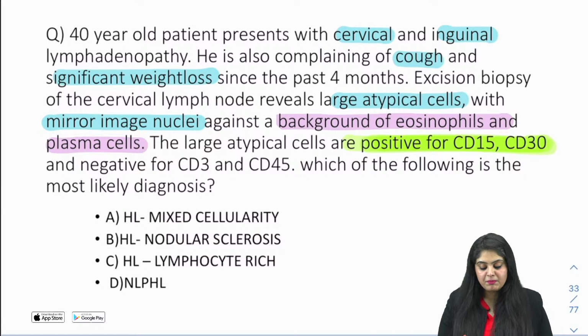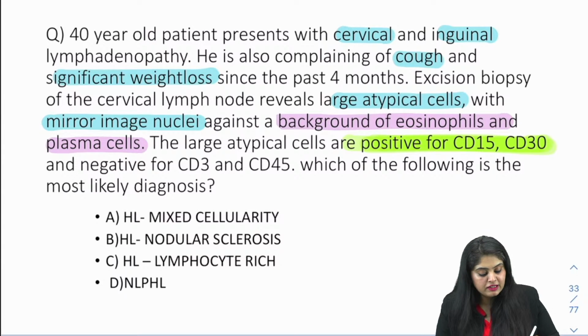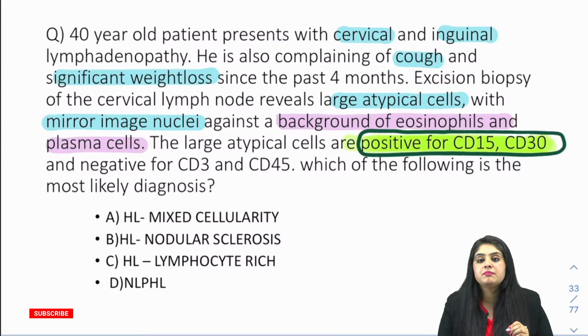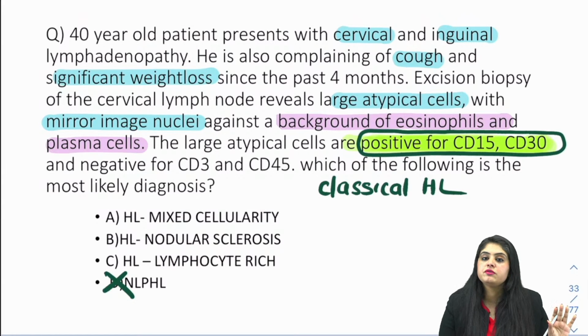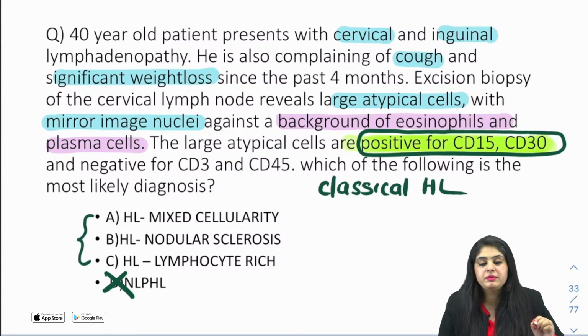Okay, so I am very happy with everyone giving me right answers even with a lengthy question. Look, in this, the first thing was that there is an RS cell positive for 15 and 30. This means we are talking about some classical Hodgkin's lymphoma. If I'm talking about classical Hodgkin's lymphoma, option 4 is ruled out because that is non-classical. I can only select between A, B and C.